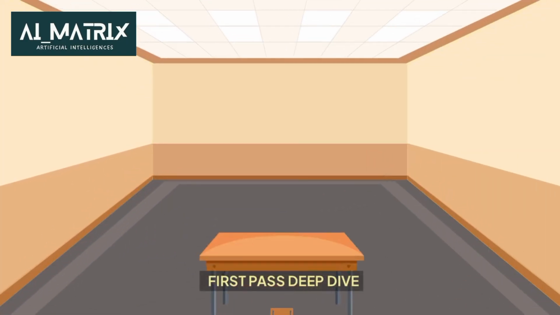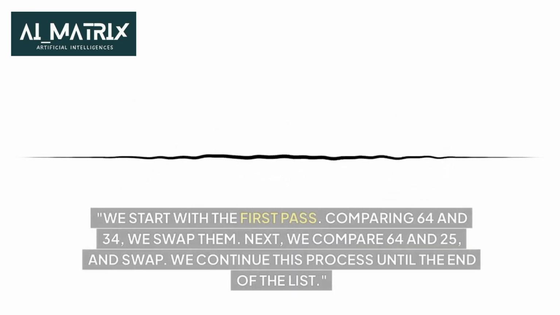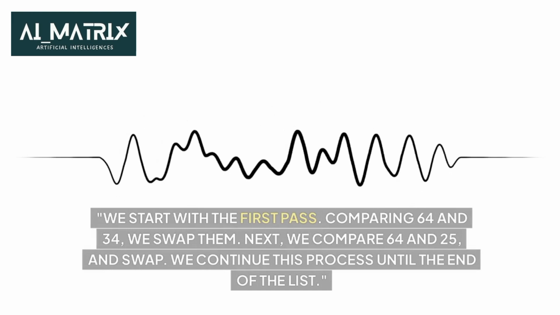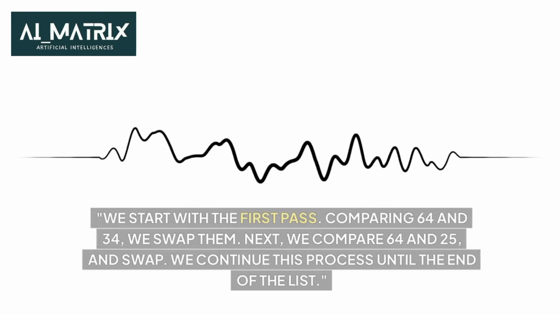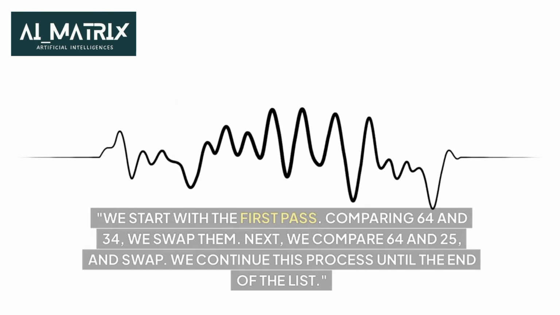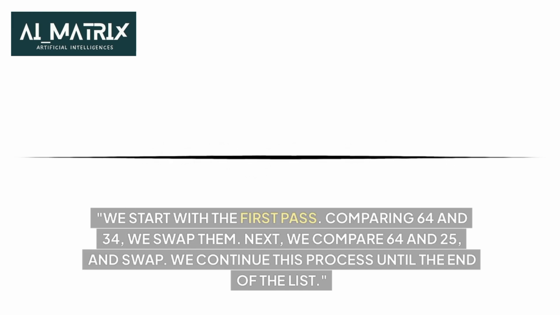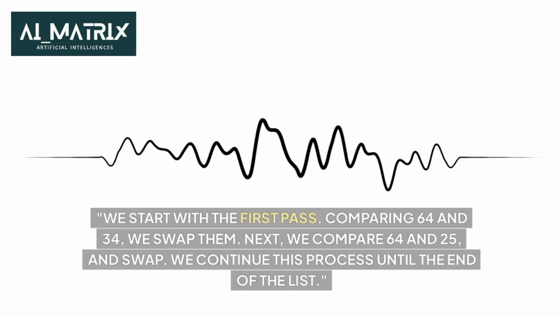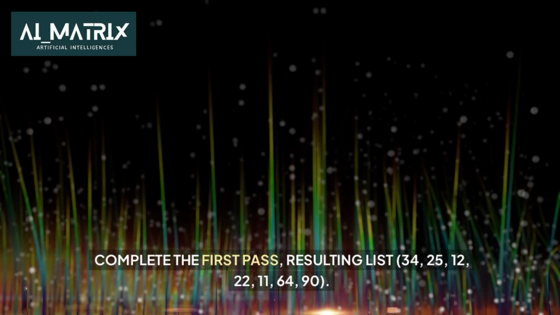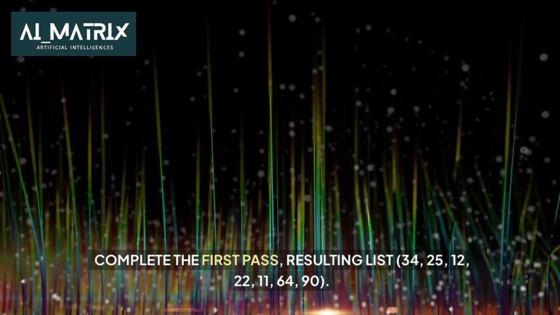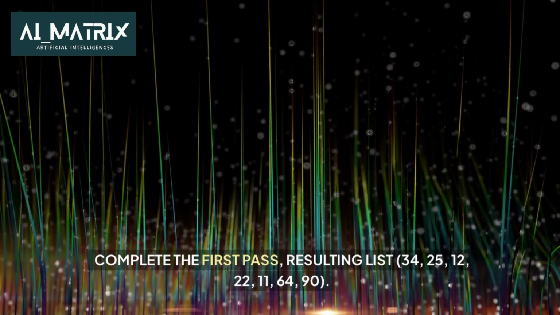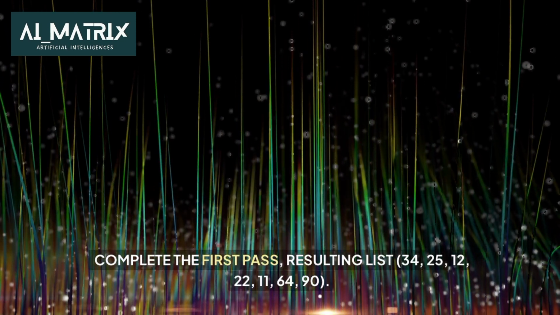First pass deep dive. We start with the first pass. Comparing 64 and 34, we swap them. Next, we compare 64 and 25 and swap. We continue this process until the end of the list. Complete the first pass, resulting list: 34, 25, 12, 22, 11, 64, 90.